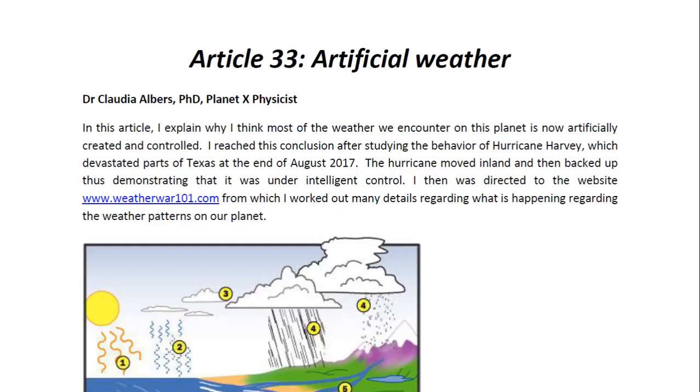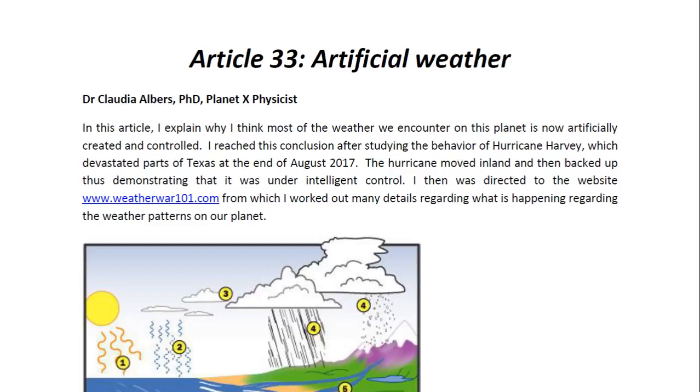Now, when this hurricane moved inland, it was observed to then back out into the ocean, and then go back inland. And this demonstrated to me that it was under intelligent control, because this is just not normal, that a hurricane should behave in this manner.